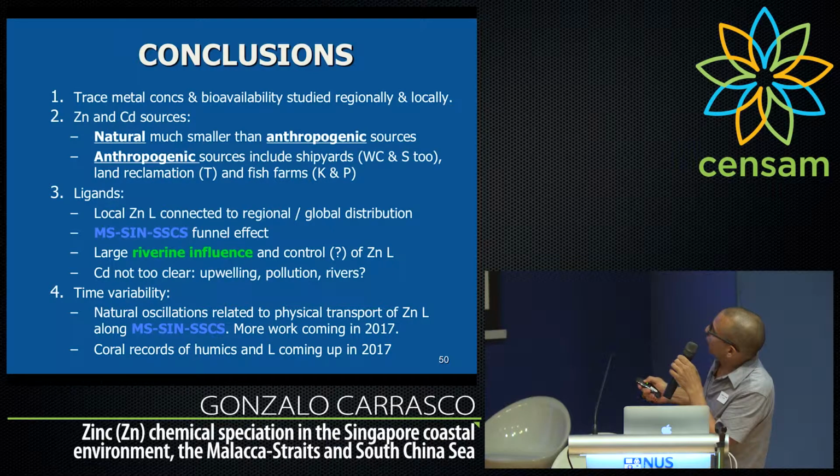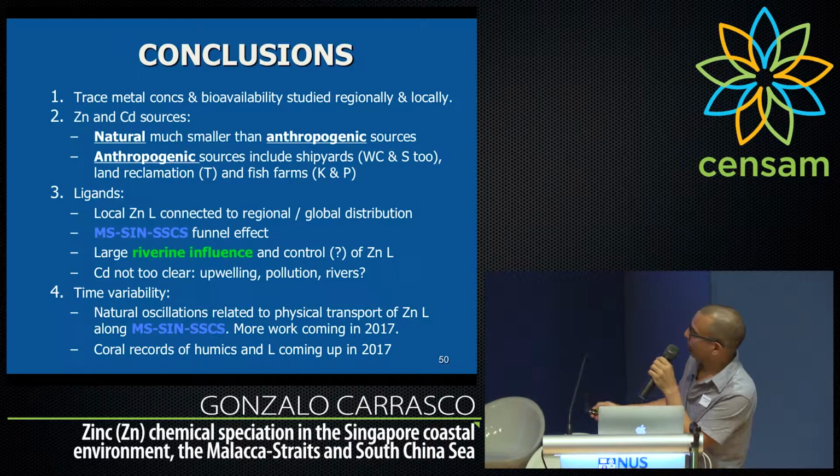This was a study of trace metal concentrations and bioavailability regionally and locally. We looked at zinc and cadmium sources, and we found that there are natural sources of metals that are much smaller than anthropogenic sources. Anthropogenic sources included shipyards, land reclamation, and fish farms. In terms of the ligands, the ligands for zinc are locally connected to regional and global distribution of ligands, so I'm pretty happy about that.